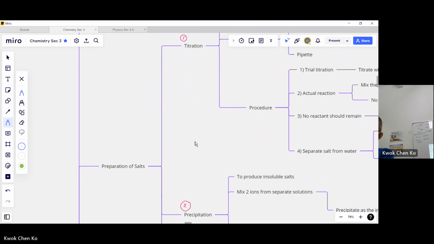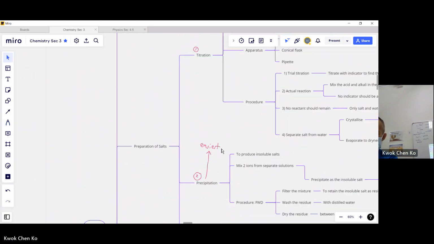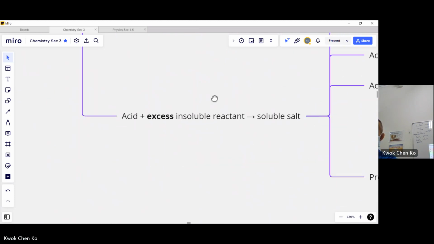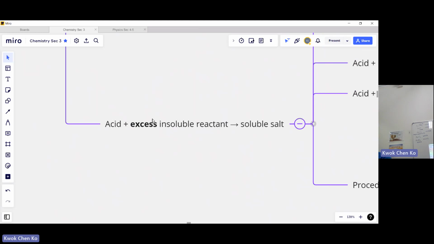Now, just for info, precipitation is easiest if it comes out in your exam. Hopefully, this one comes up. Then your explanation will be the easiest. Precipitation, second method. Third method. You typically have an insoluble reactant plus an acid. This is the third method.